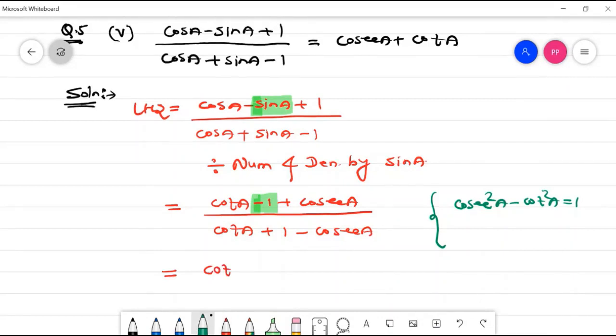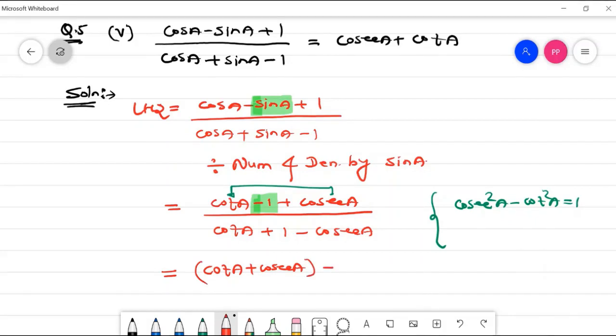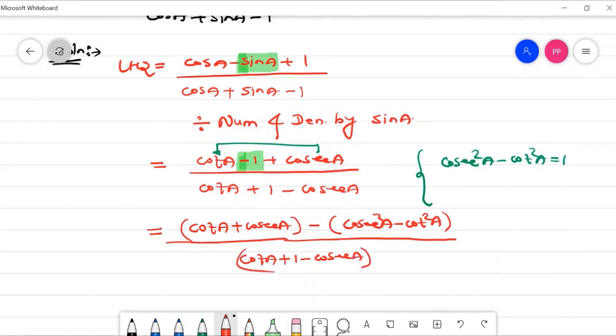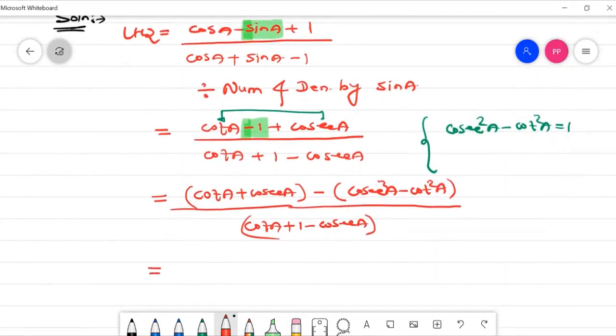Here cot A and cosec A we can just rearrange and write at one place. So we'll get cot A plus cosec A. We write in bracket minus a second bracket because there is a minus sign before the bracket. So 1 can be written as cosec square A minus cot square A, the whole divided by cot A plus 1 minus cosec A. Now friends, don't change the denominator till the end because it is going to cancel. So we'll keep the denominator as it is.